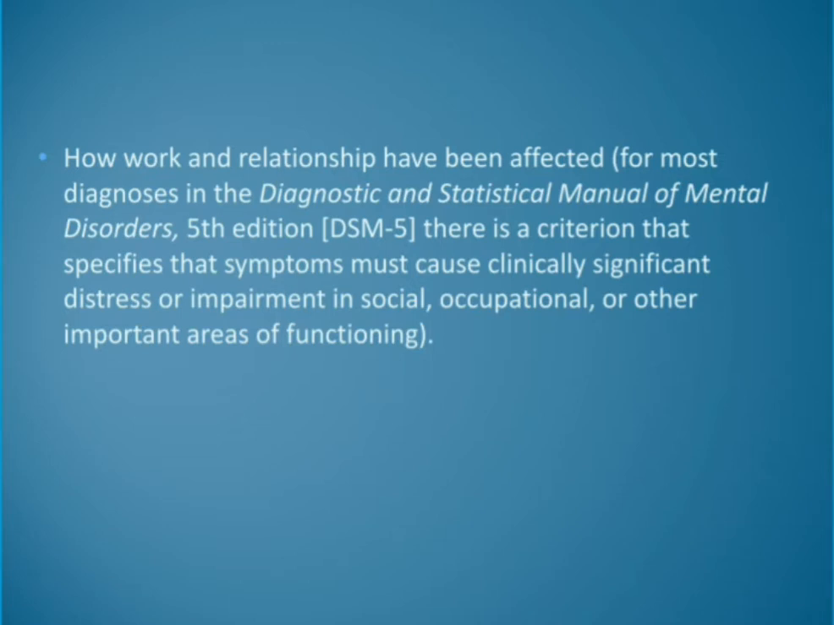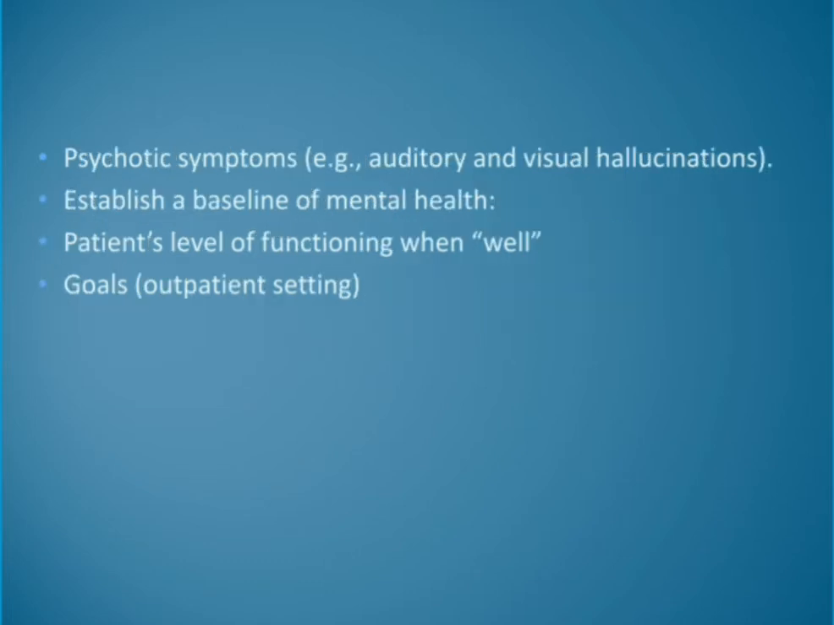Then you need to also talk about how work and relationships have been affected. For most diagnoses in the DSM-5, there is a criterion that specifies that symptoms must cause clinically significant distress or impairment in social, occupational, or other important areas of functioning. One example of this is mania. We can actually use this for differentiating, because hypomania does not cause clinically significant distress or impairment in social, occupational, or other important areas of functioning. However, mania does, so that's one of the differentiating factors. So it's very important that you take note of this.